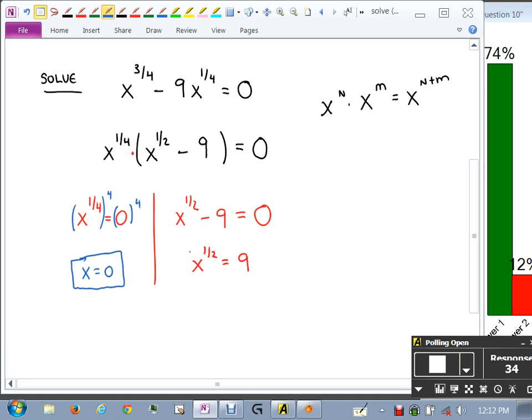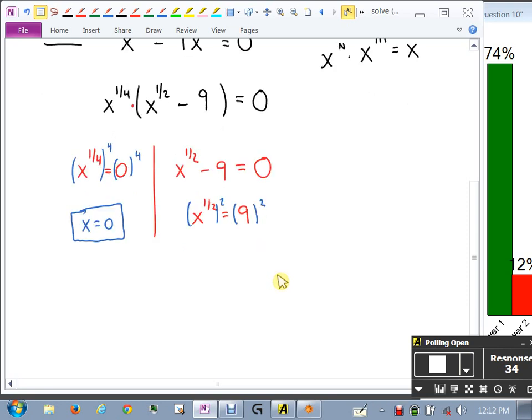Can you substitute u for x, or it doesn't apply? Not for this one. We're about to get to those. Hopefully, we'll have time to get to it. This will become x equals what? 81. And now we'd have to check those answers. They both work.